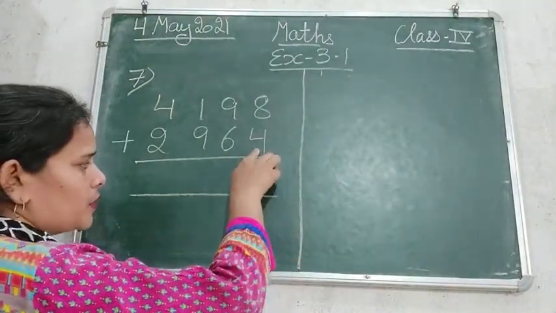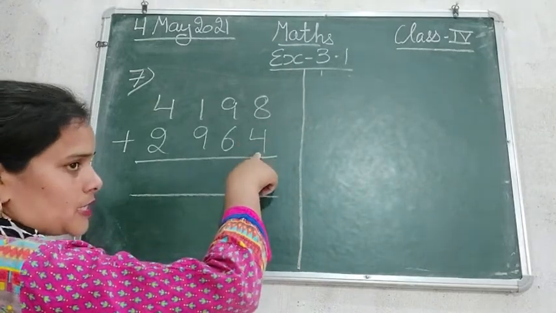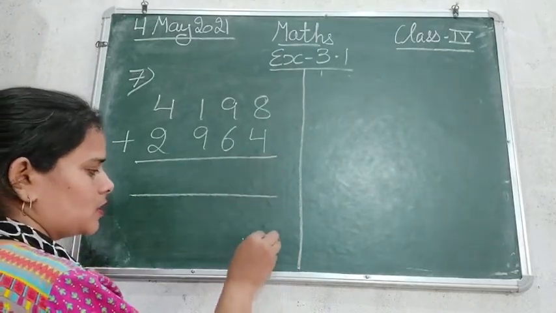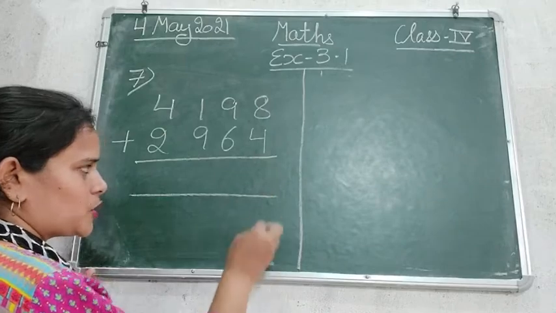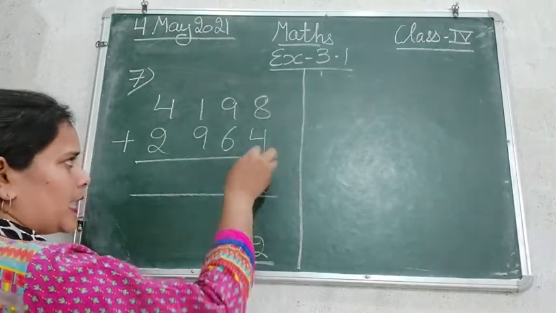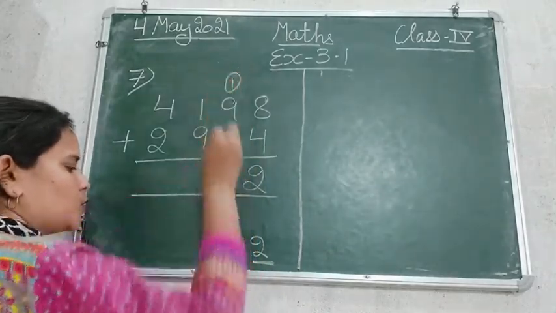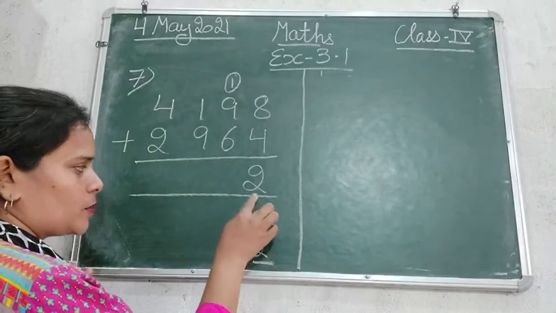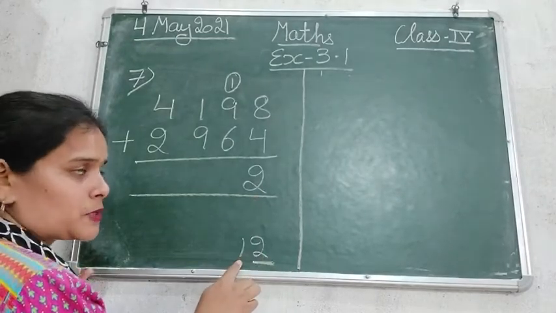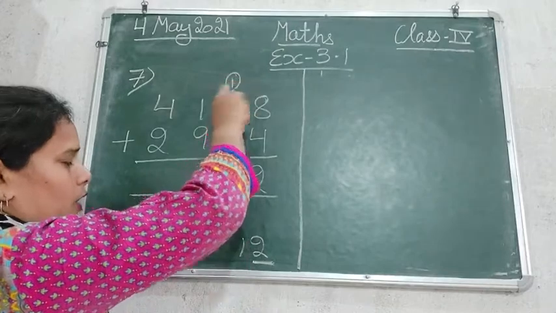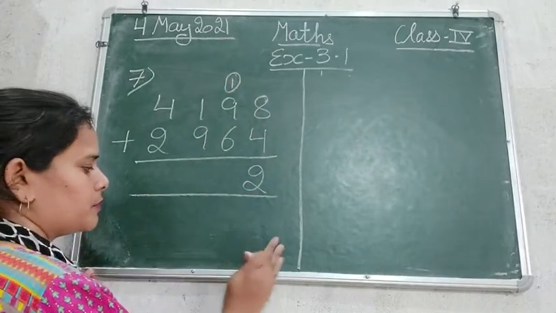8 plus 4, this is 12. So 2, which is at the one's place, we will write it here, and 1 will be carried upward. So the 2 at the one's place we write below, and the 1 from the 12 we carry up to the tens place. Okay, so now this is 12.